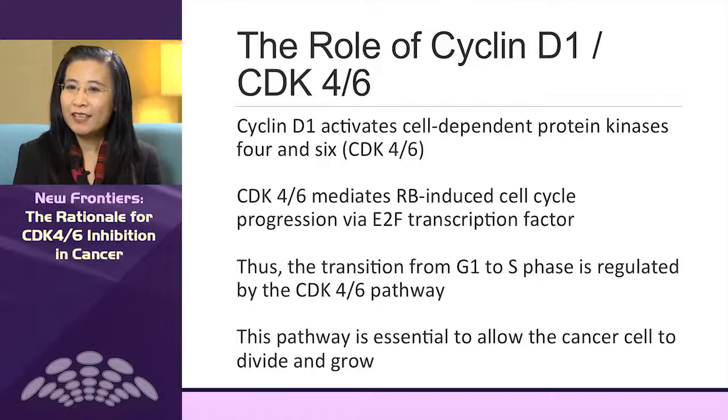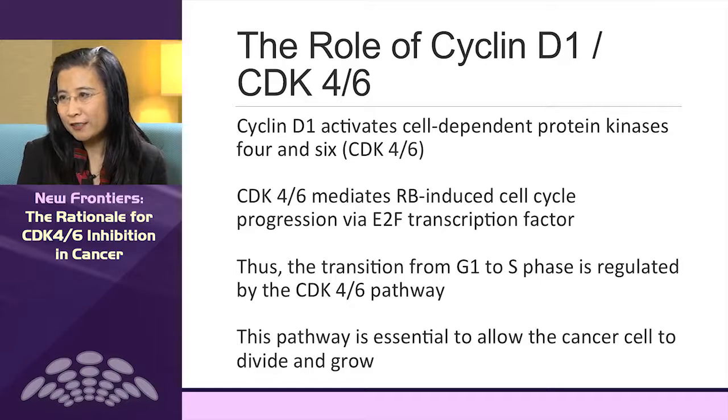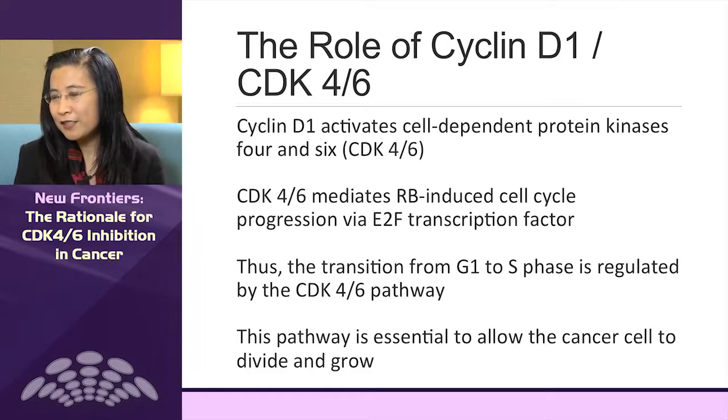Our improved understanding of the mechanisms of drug resistance resulted in the development of novel inhibitors that accurately target molecular pathways, such as the cyclin D1 and CDK4-6 complex. What's the pathobiologic role of the complex? So cyclin D1 is a cyclin that activates the cyclin-dependent kinase 4 and 6. Without cyclin D1, CDK4-6 will not be able to function.